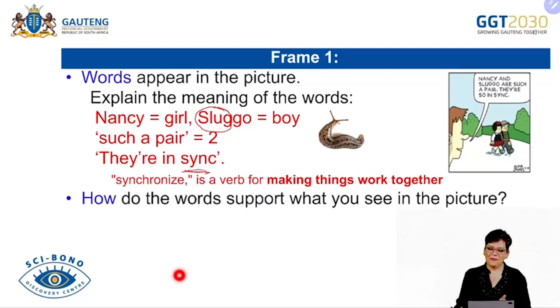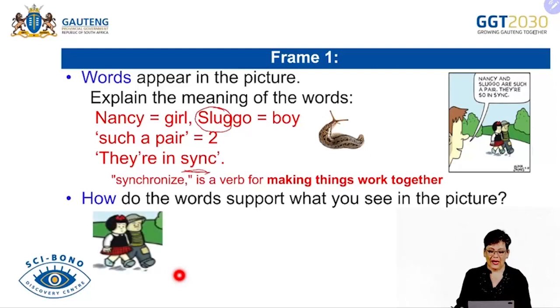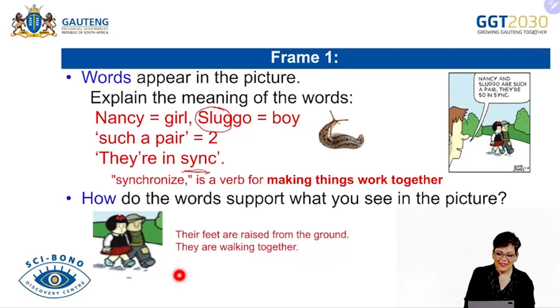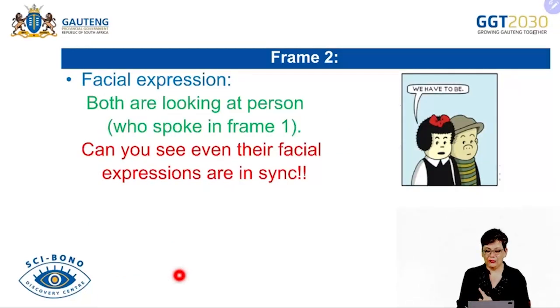Right. So how do the words support the picture? Remember, the words say they are in sync, they are a pair. So how do the words connect with our picture? It's easy. Now, again, on your screen, you'll see I've enhanced this little picture. Their feet are raised from the ground. They are walking together. They are walking in sync, next to each other, perfectly. When his foot is up, her foot is up.